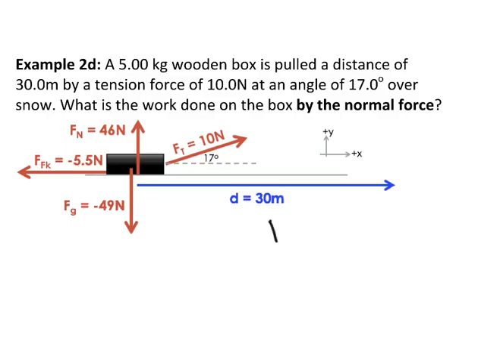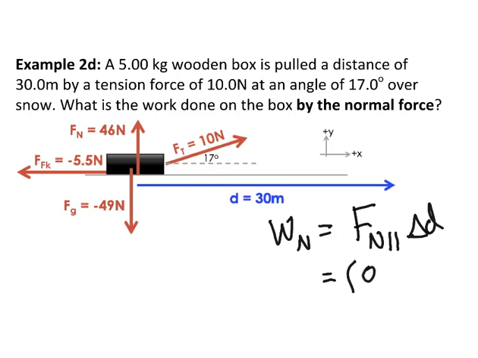What about the normal force? So the work done by the normal force would be that normal force, the parallel component, times delta D. Once again, we're in a situation where the normal force is completely perpendicular to delta D, so it does 0 work here. Delta D is 30. It doesn't even matter what it is, right? There's 0 joules of work being done in this context.